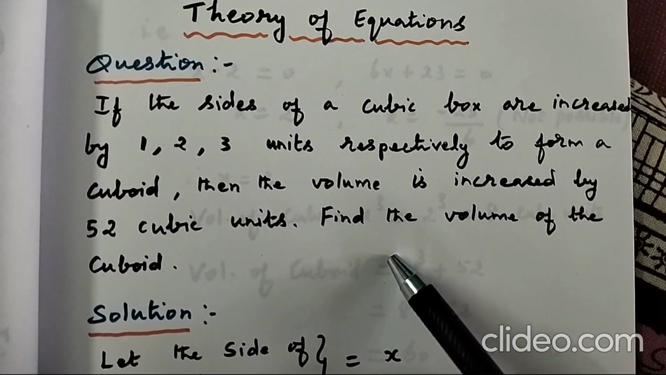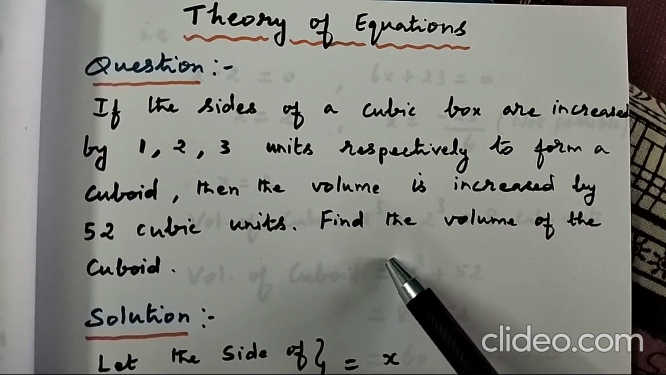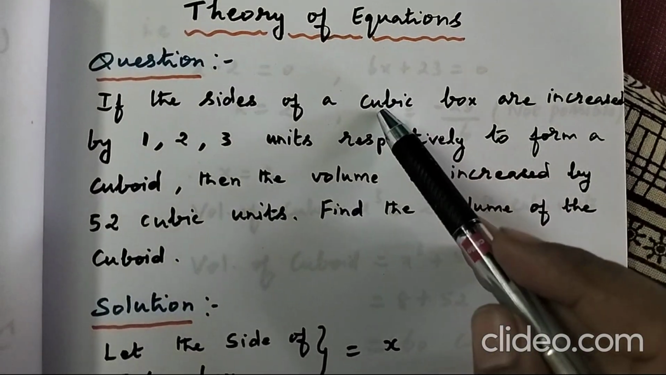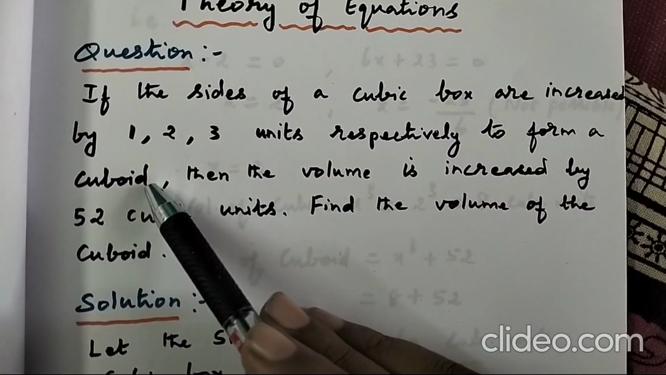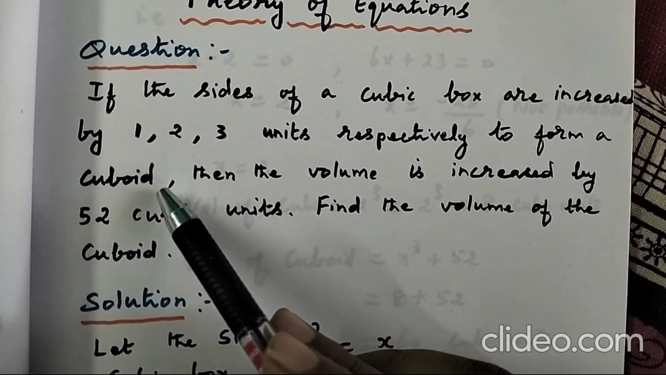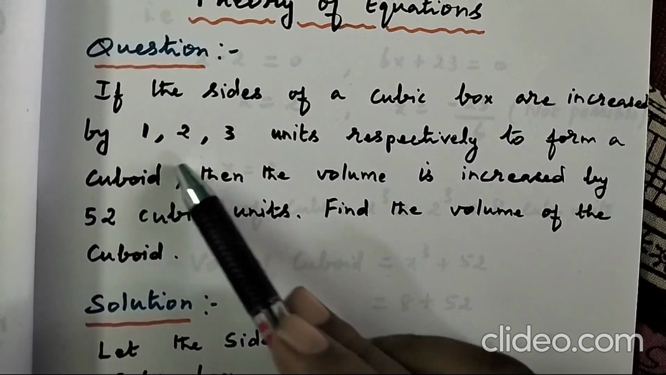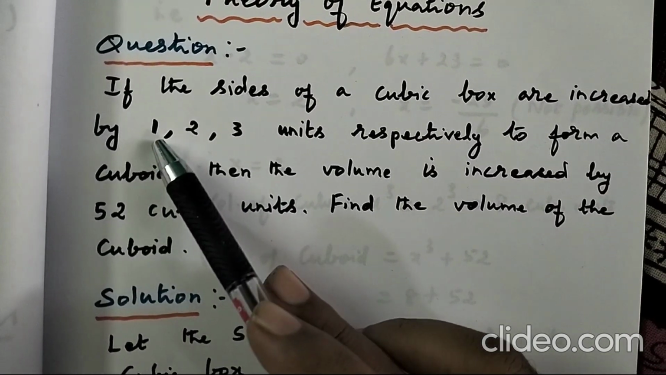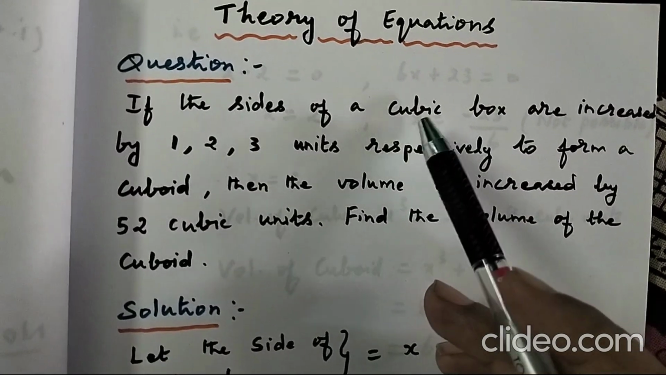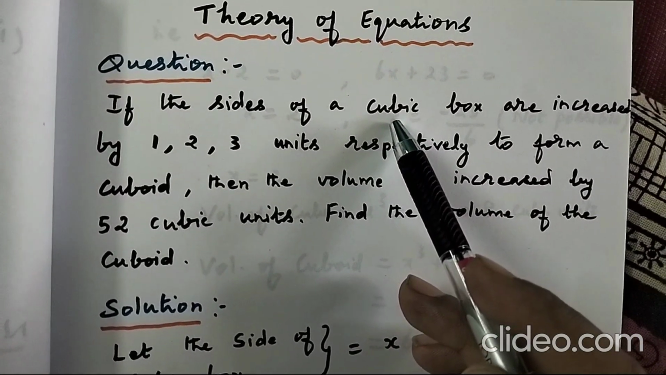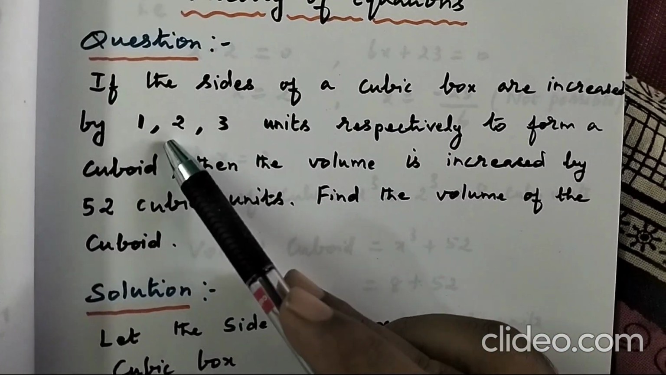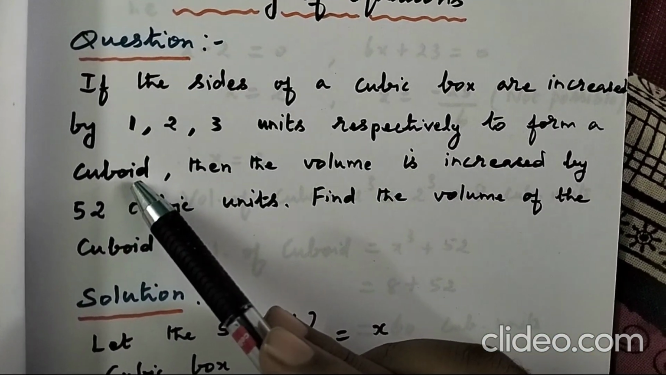Let us analyze the question before proceeding to the solution part. What are the objects given here? One is cube, other one is cuboid. So this cube is transformed into a cuboid by increasing the length, breadth, height of the cuboid by 1, 2, 3 units respectively in comparison to cube. So if a cube has 10 units as one side, 10 plus 1, 11 units will be the cuboid size.